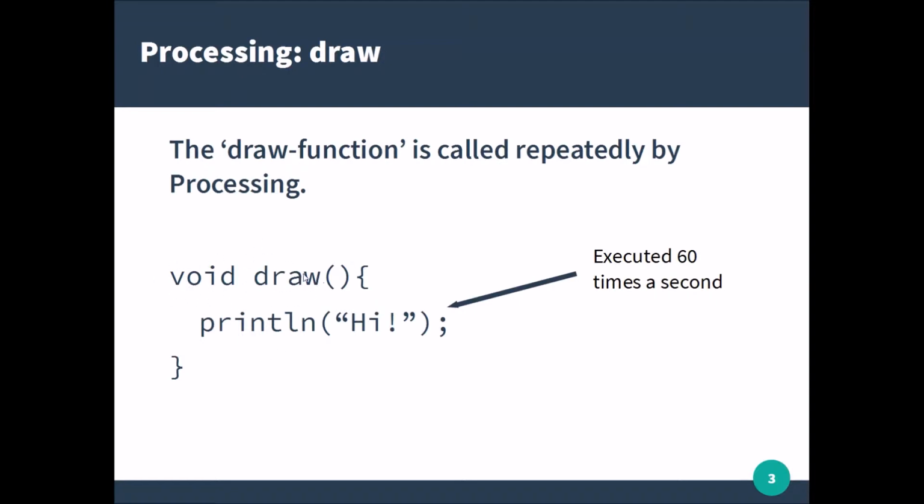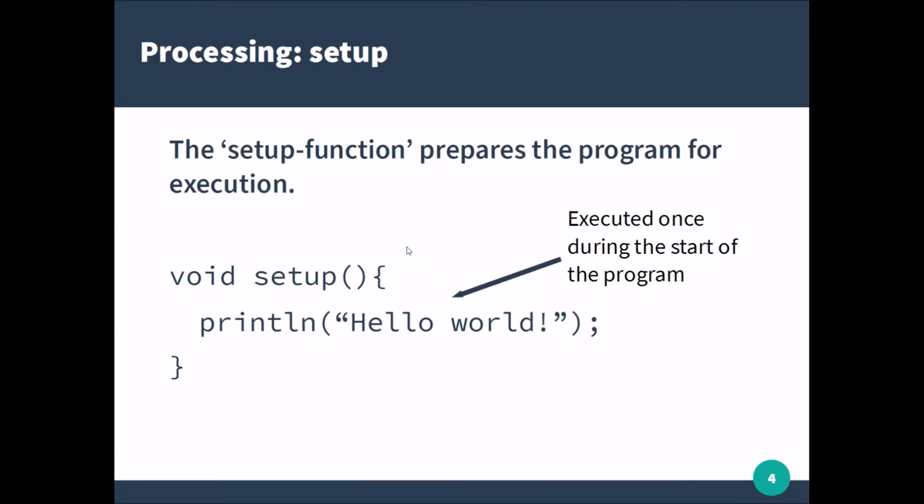Then the name of the function, parentheses, and then we have the so-called body of the function. Anything between these curly braces is executed at the frame rate, which by default in Processing is 60 times a second. I also want to introduce another built-in function, setup.